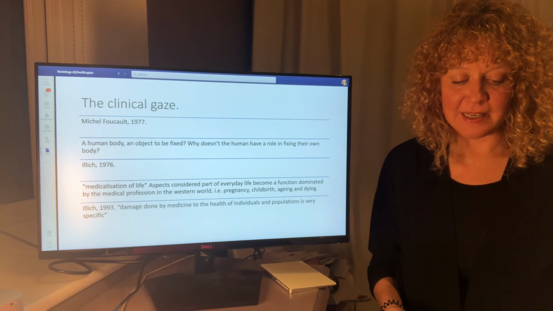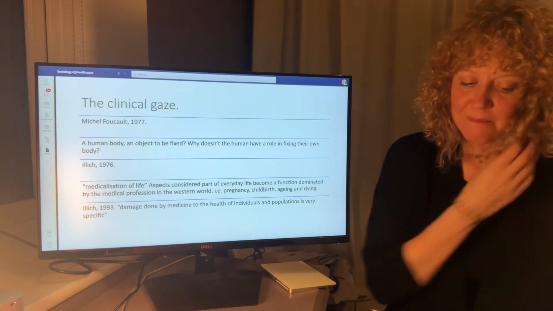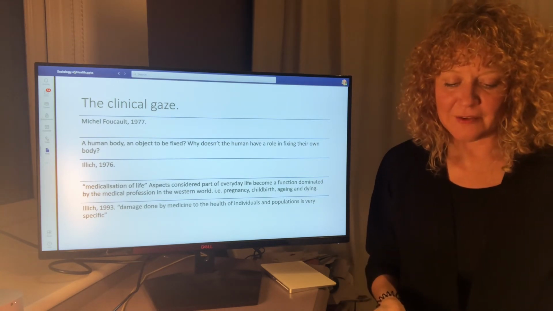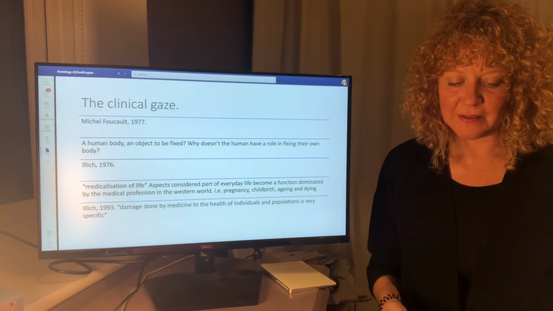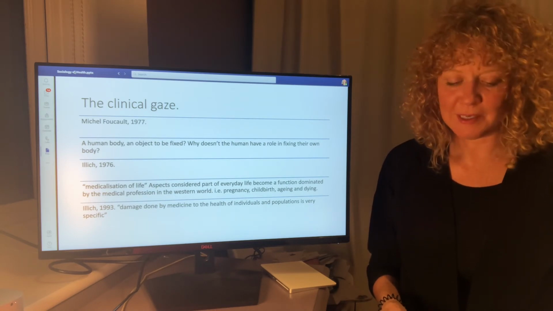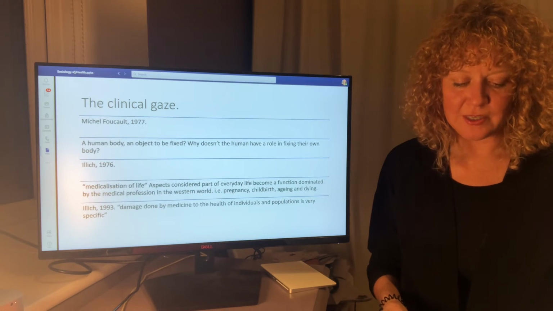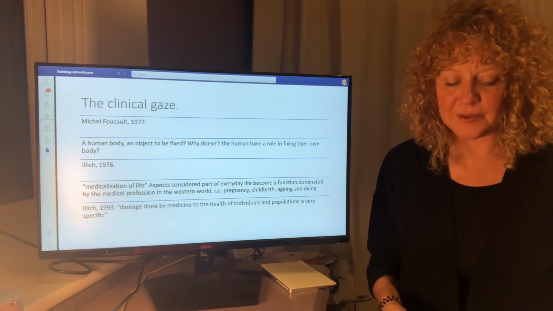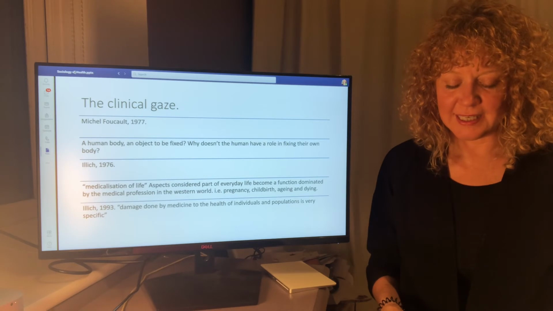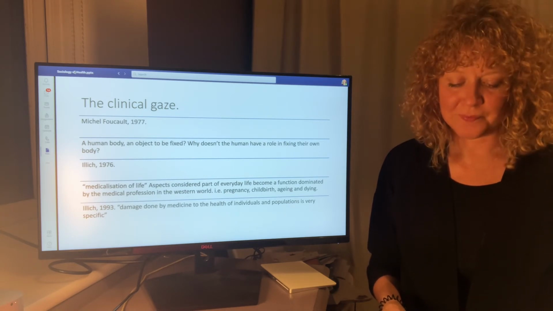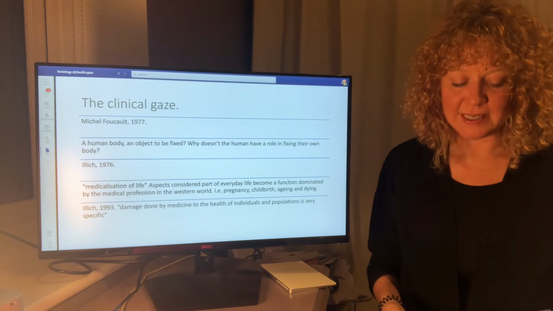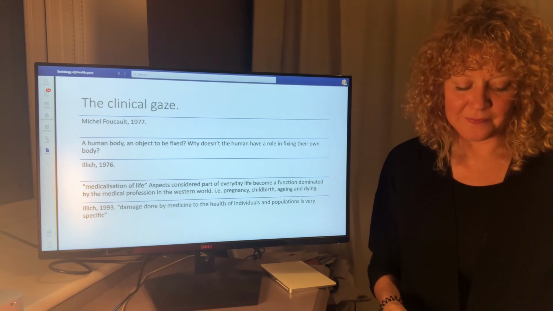In 1967, Illich started the phrase medicalization of life, when in his findings, everyday functions such as pregnancy, childbirth, aging and dying were becoming functions dominated by the medical profession. According to Illich's views, a process of iatrogenesis has taken place, where a doctor-generated illness culture has formed, resulting in more illnesses rather than improving health.